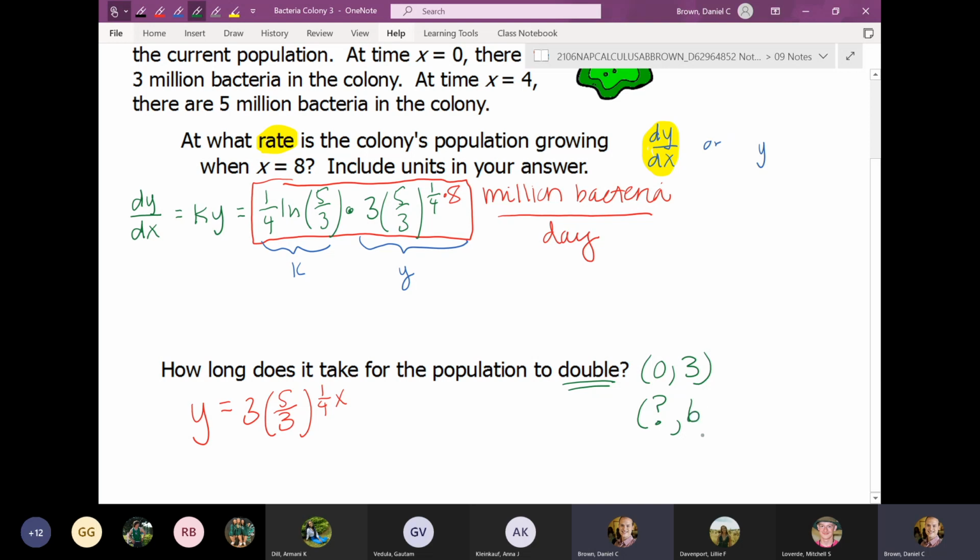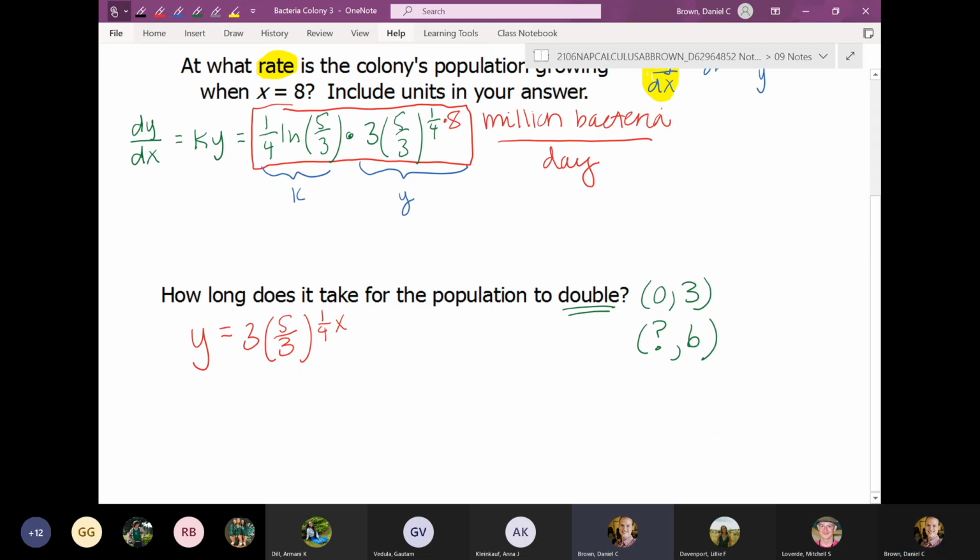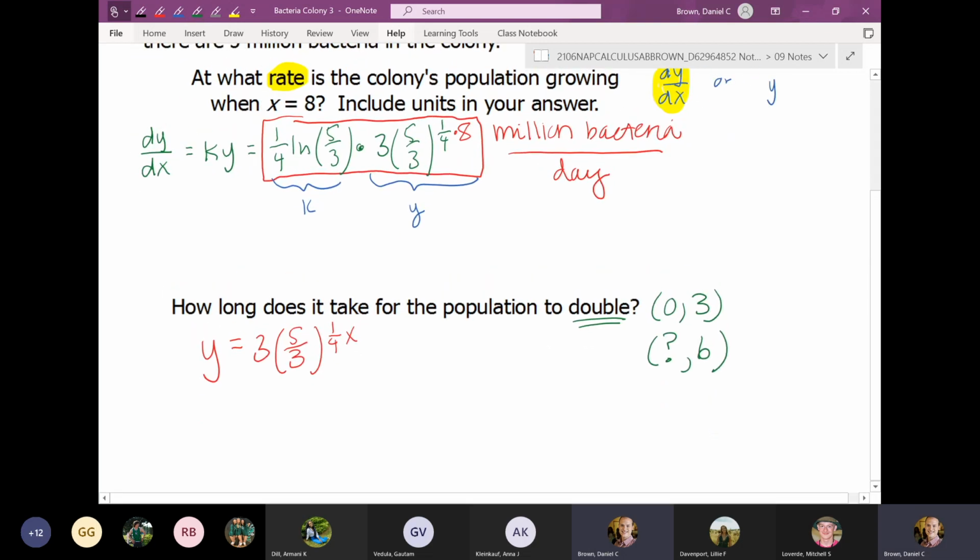That 3 is going to turn into a 6. I can easily change that problem: when would it triple, quadruple, things like that, and then just plug it in. 3 is already there, that was from when it was at 0. We want to find when it is at 6. So I'm going to plug in the 6 and then just solve that equation.